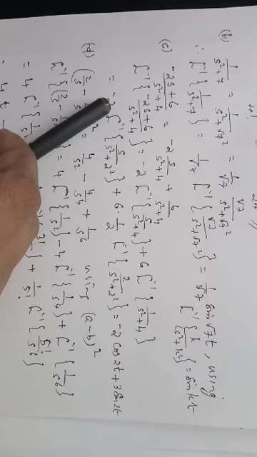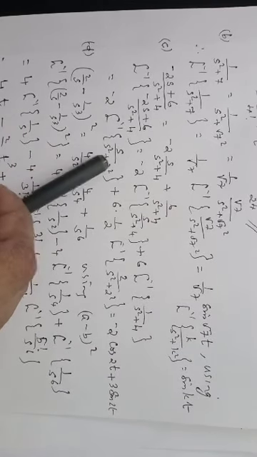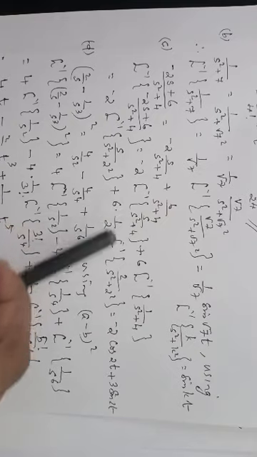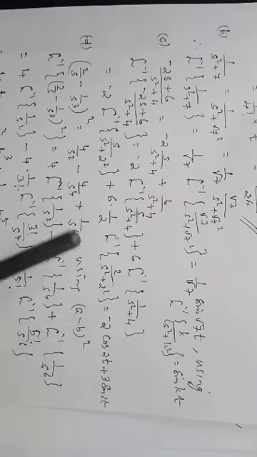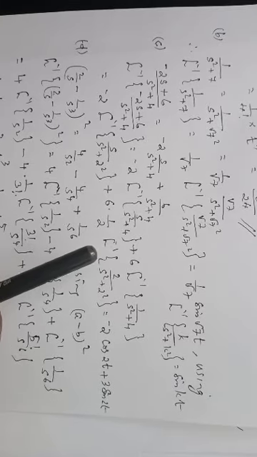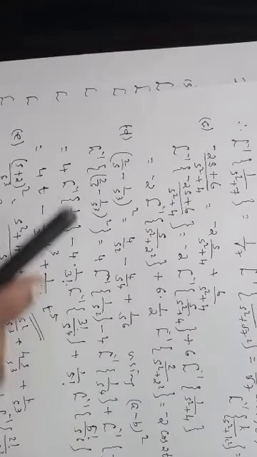So the answer is minus 2. This is cos kt, that is cos 2t. And 6 by 2 is 3. And the inverse of 2 by s square plus 2 square is sin kt, that is sin 2t. Okay, that's the method.